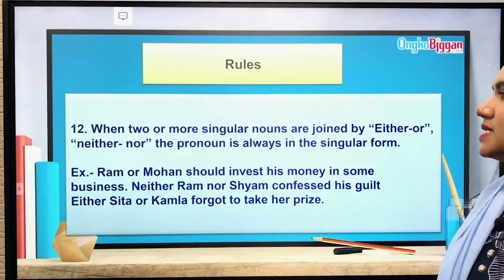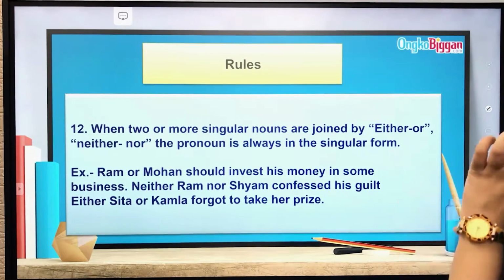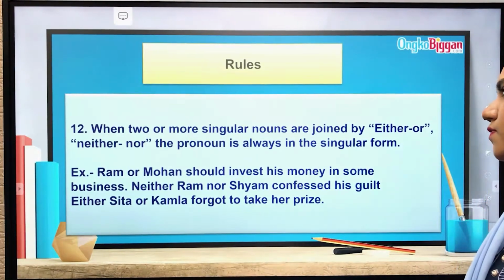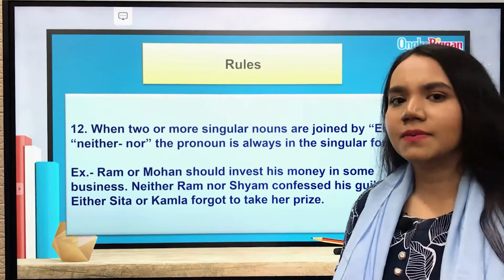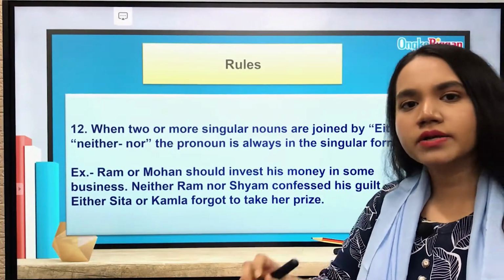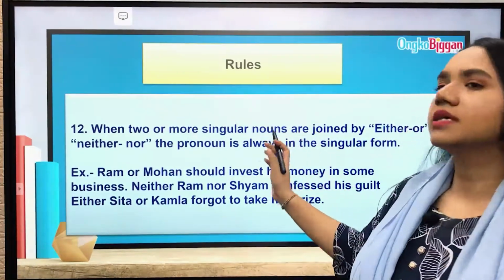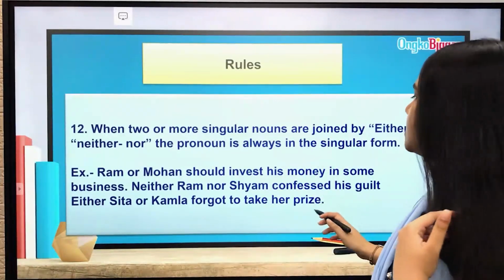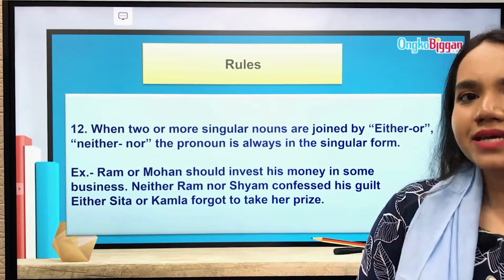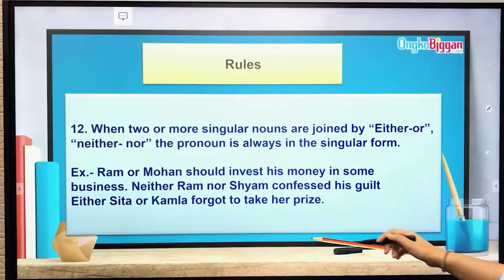Rule number 12 says that when two or more singular nouns are joined by either or, neither nor, the pronoun is always in the singular form. So what is happening? We are only trying to compare between singular nouns. As a result, because these are only singular nouns, the pronoun must always be in the singular form. Ram or Mohan should invest in his money.